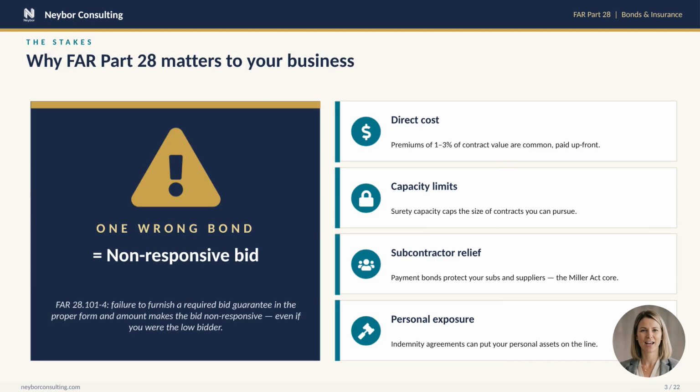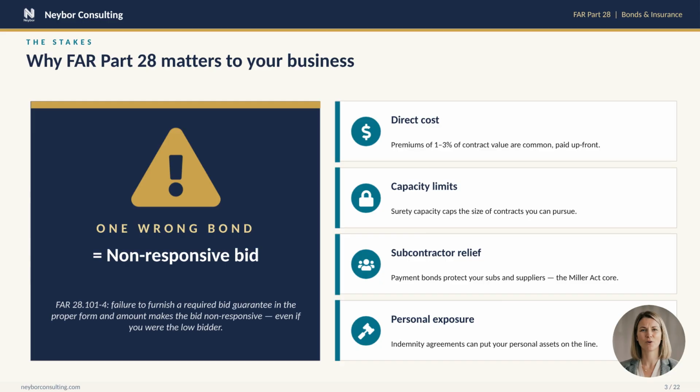Why are we devoting an entire training to one part of the FAR? Look at the left side. One wrong bond makes your bid non-responsive. FAR 28.101-4 is unambiguous on this. If your solicitation requires a bid guarantee and you furnish the wrong amount, the wrong form, or no guarantee at all, the contracting officer must reject your bid. You can be the lowest, most qualified offerer in the country and still lose because you turned in a $4,950 bid bond instead of the required $5,000.